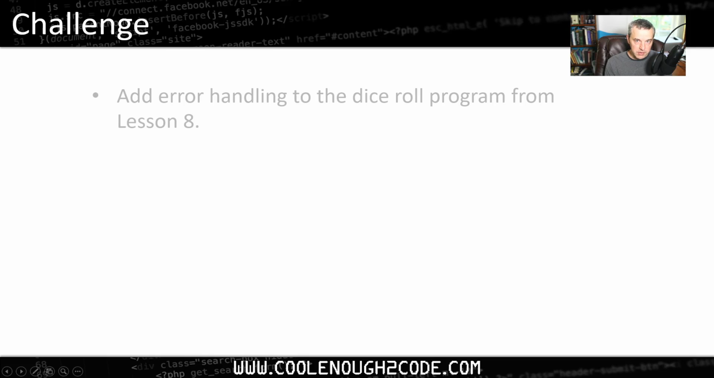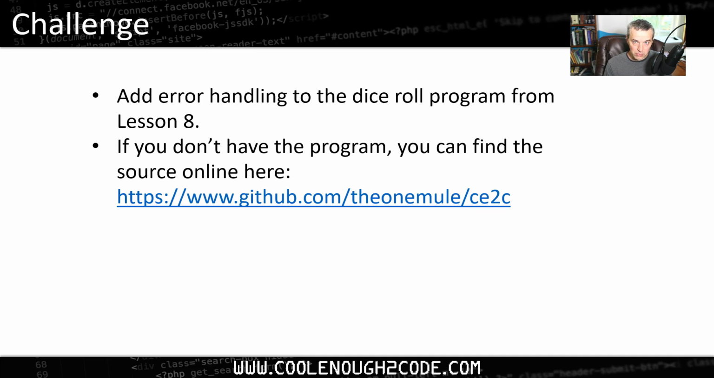So for the challenge this week, I want you to add error handling to the DICE program that we wrote in lesson 8. If you don't have this or you didn't successfully implement it, you can go out to the Cool Enough to Code repository on GitHub. I have the code samples from all the lessons out there, and also solutions from previous lessons for the challenges if you want to look at those as well. Lots of code samples there. You can visit the repository and get my implementation of that DICE program.